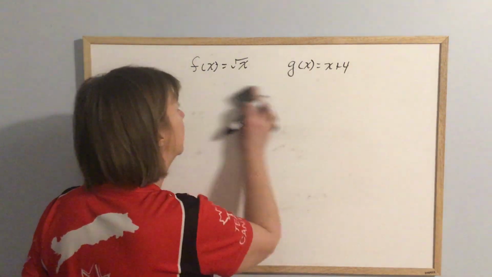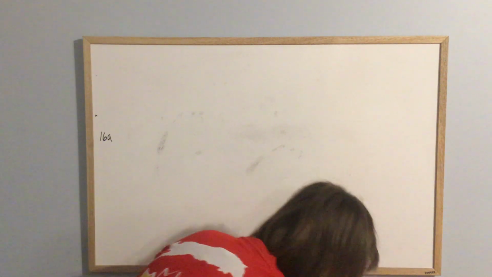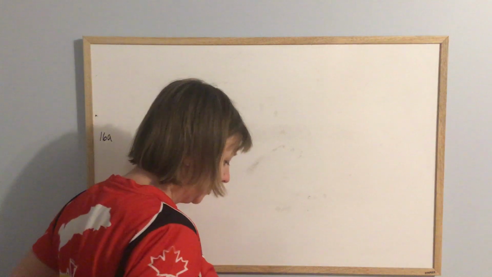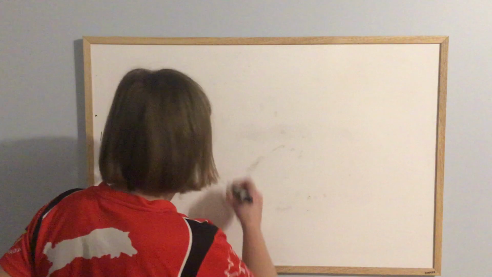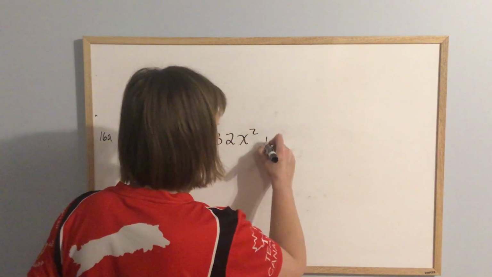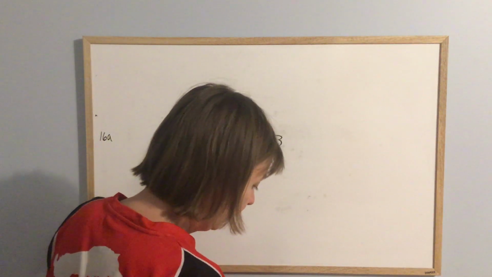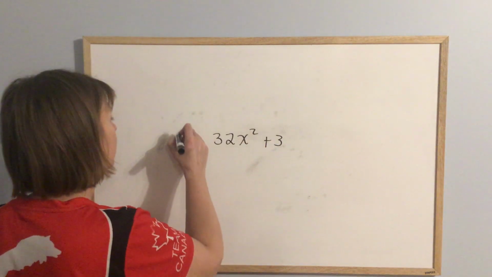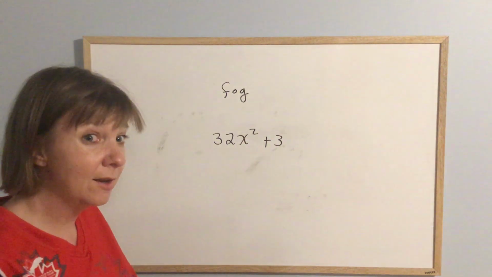16A. Oh, I think I know what 16 is. 16A says, yep, there it is. It says, for each function, and in 16A, the function is 32x squared plus 3. And what they want to know is, what is f and what is g, so that if I do f of g, I would get this as an answer.